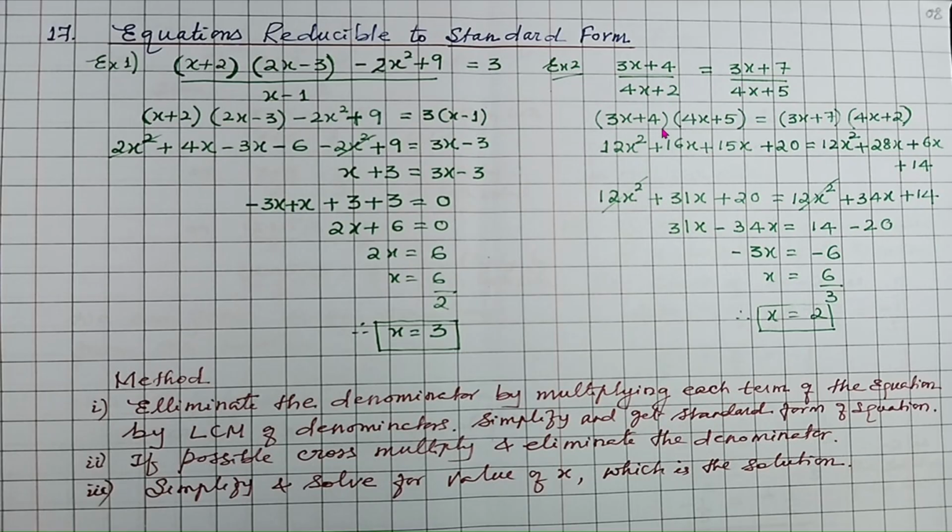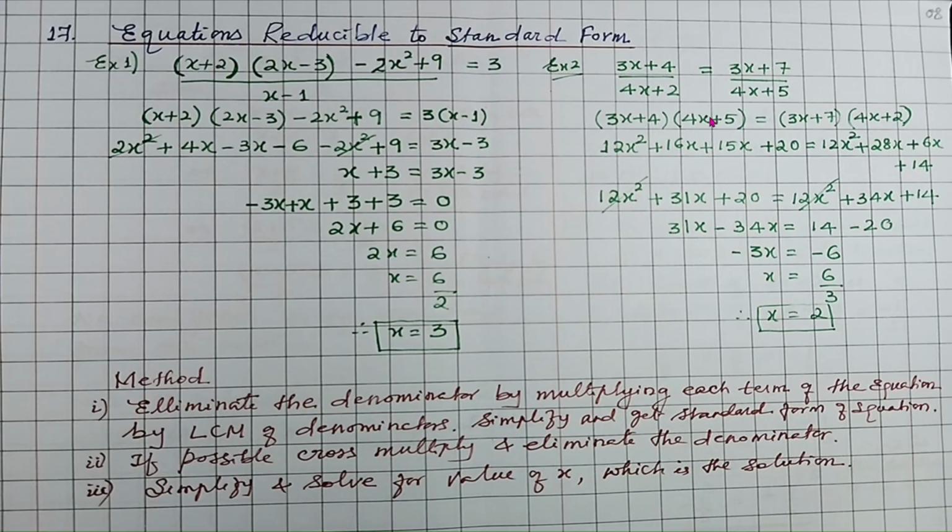That is (3x plus 4) into (4x plus 5) and (3x plus 7) into (4x plus 2). Now we can multiply these two by applying the distributive property. We have 3x into 4x, that is 12x square. Then we have 4 into 4x, 16x. 3x into 5 is 15x, and then 4 into 5 is 20. So that is how we open it.